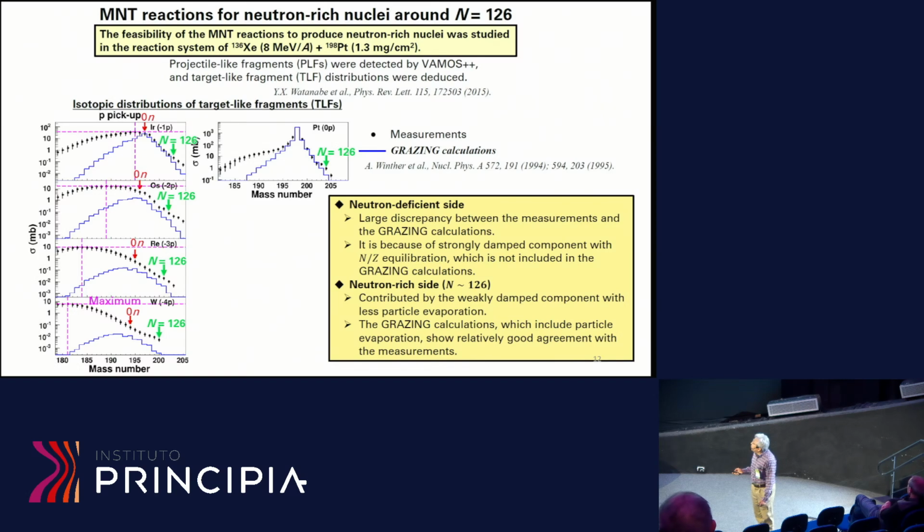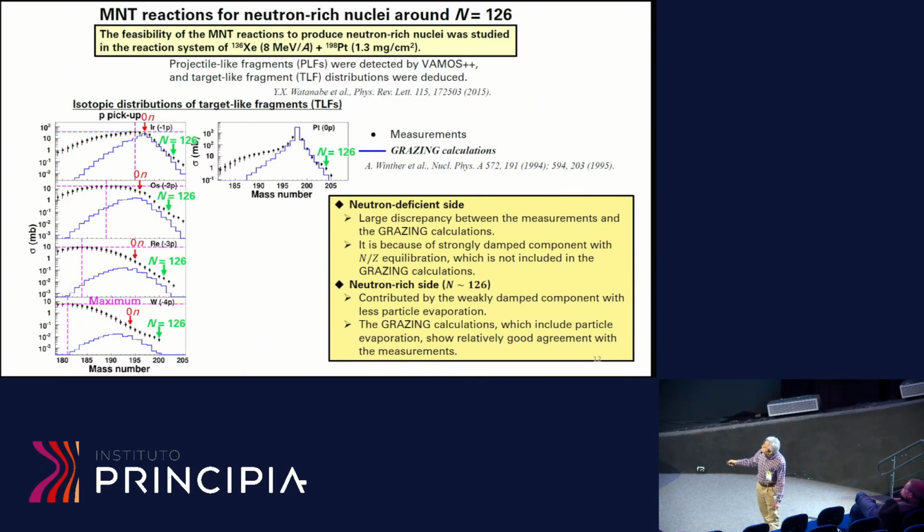So we have performed experiments to check the feasibility of the multi-neutron transfer reactions to produce neutron-rich nuclei using a xenon beam impinging on the platinum target. We have used the VAMOS spectrometer at GANIL, and we have detected the projectile-like fragments, and the target-like fragment distributions were deduced.